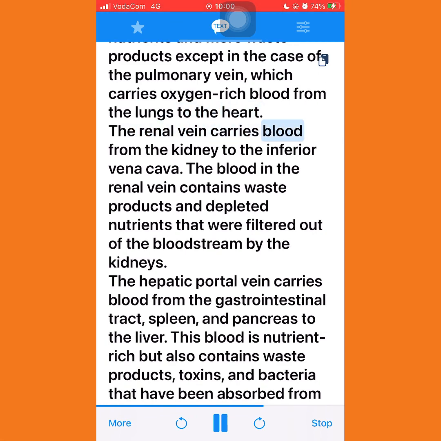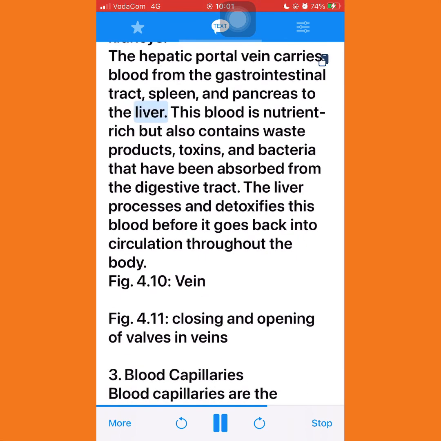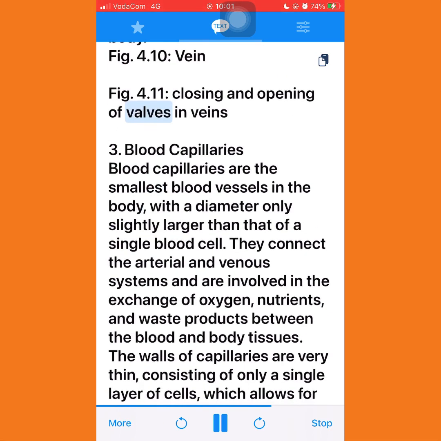The renal vein carries blood from the kidney to the inferior vena cava. The blood in the renal vein contains waste products and depleted nutrients that were filtered out of the bloodstream by the kidneys. The hepatic portal vein carries blood from the gastrointestinal tract, spleen, and pancreas to the liver. This blood is nutrient-rich but also contains waste products, toxins, and bacteria that have been absorbed from the digestive tract. The liver processes and detoxifies this blood before it goes back into circulation throughout the body. Fig. 4.10, Vein. Fig. 4.11, Closing and opening of valves and veins.